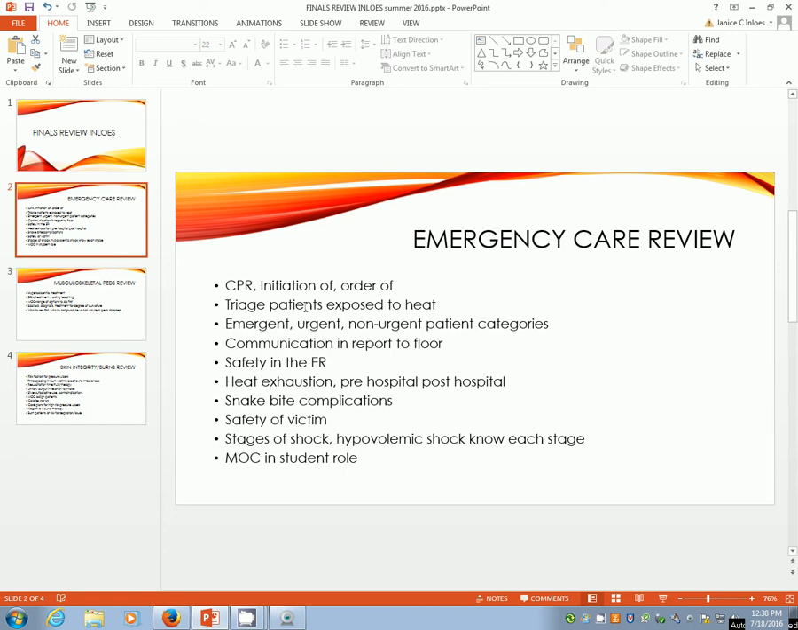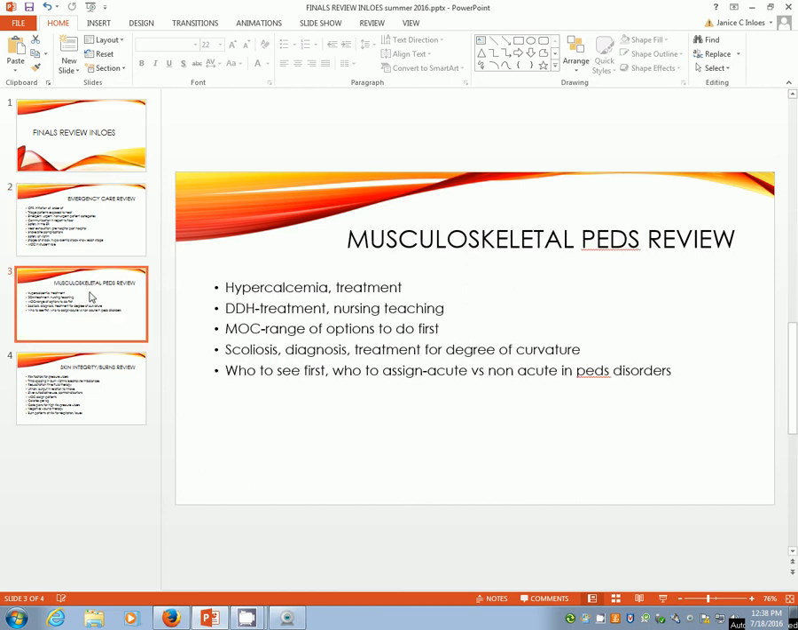Like you have the compensatory stage or the non-progressive stage of shock. What are you going to see in that? What are the symptoms? And then when you're a student at the hospital, what would be one of your roles there? Okay, we're on to the next one.